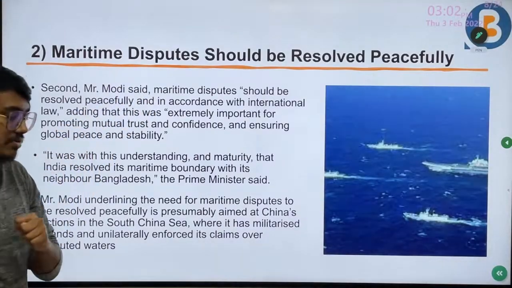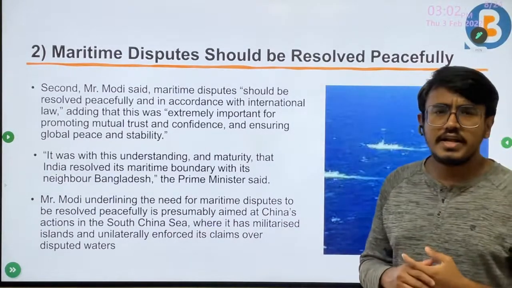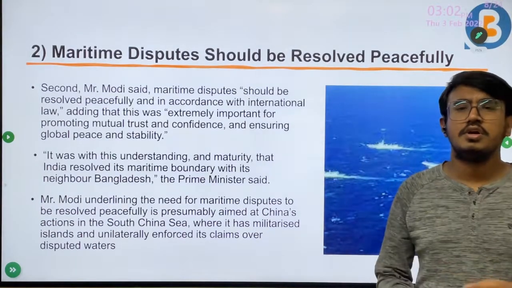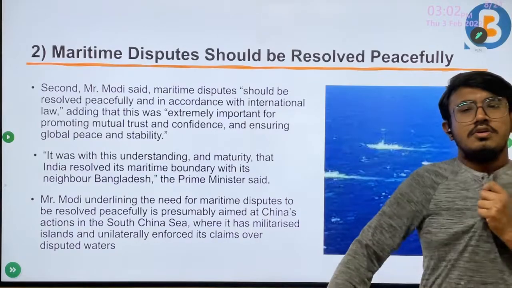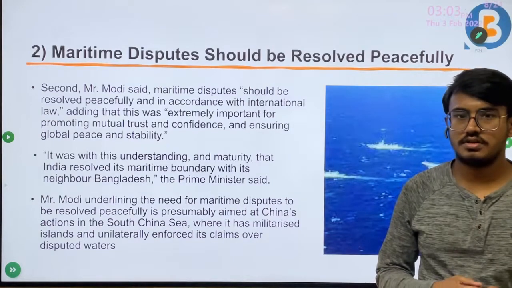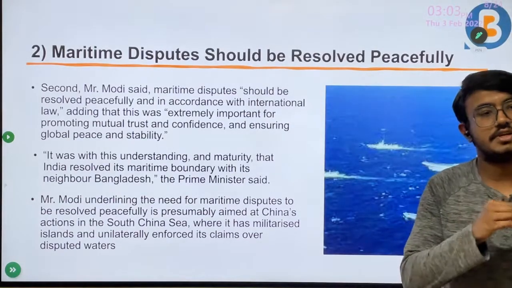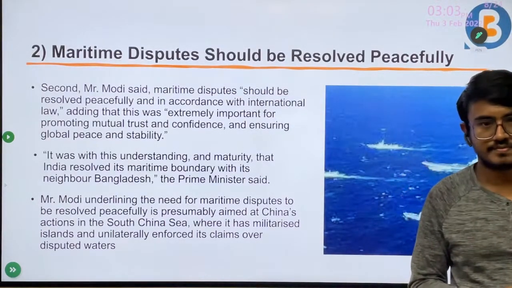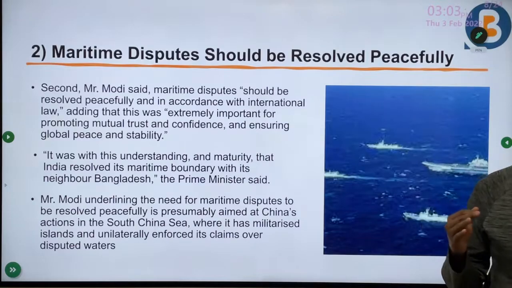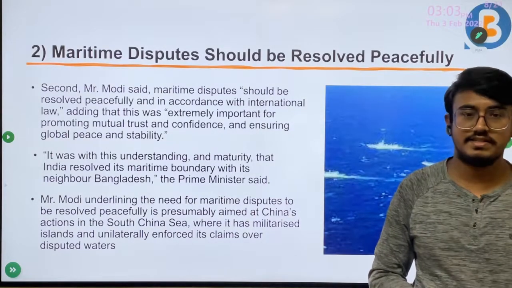Maritime disputes should be resolved peacefully. So what are maritime disputes? Maritime disputes are multiple things. India and Sri Lanka have issues when it comes to the fishermen from Tamil Nadu, and India has issues with Bangladesh regarding their connectivity also. So every country has issues when it comes to maritime boundaries. China is having conflict with many countries including the Philippines, Japan, Malaysia, Singapore and others when it comes to their building of multiple islands in the South China Sea.